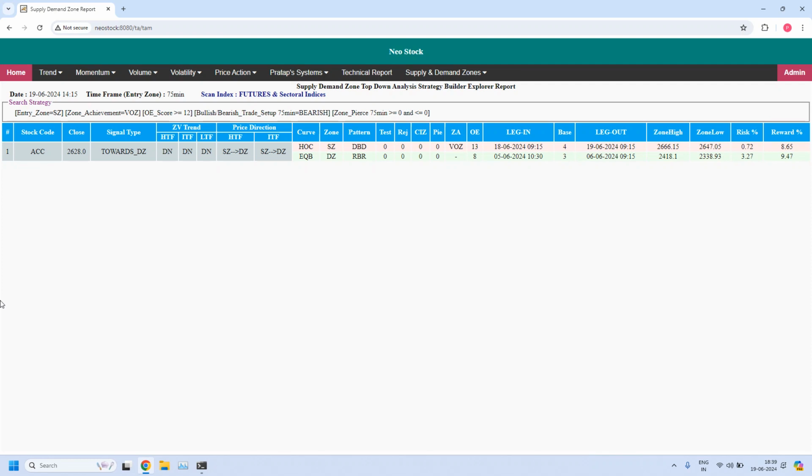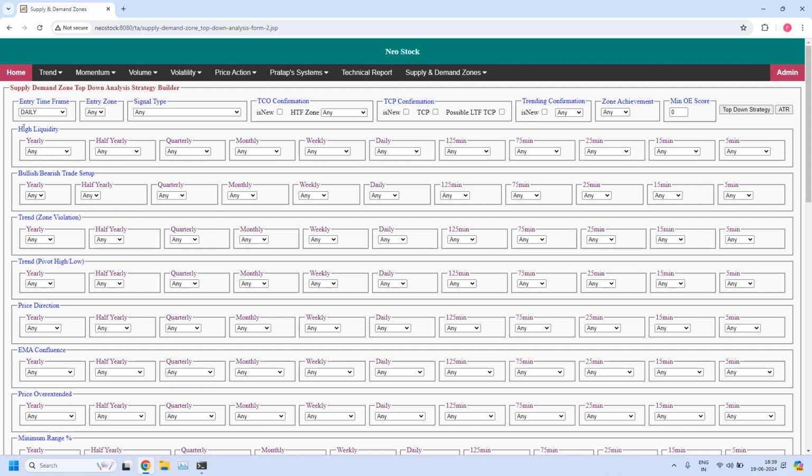Okay, now I will generate the reports for daily income trade. Bullish or bearish trade setup for daily income trade. For daily income trade, entry time frame should be 15 minutes. For bullish trade setup, entry zone is demand zone, and also in bullish or bearish trade setup at 15 minutes time frame, I am selecting the value bullish.